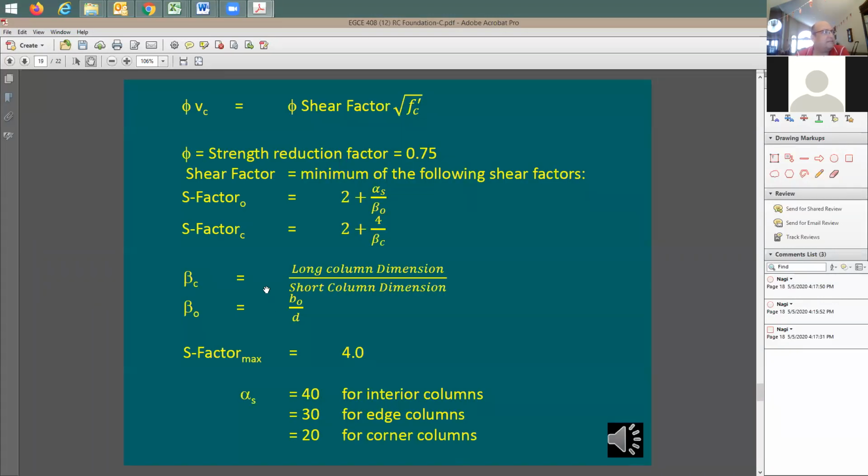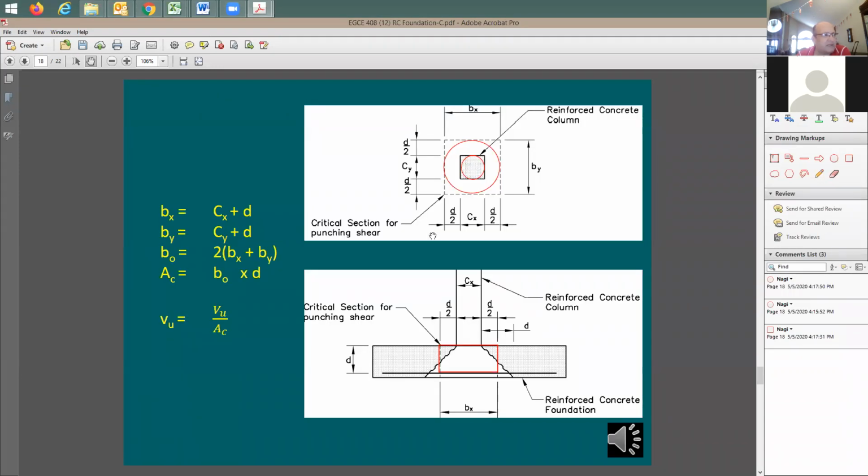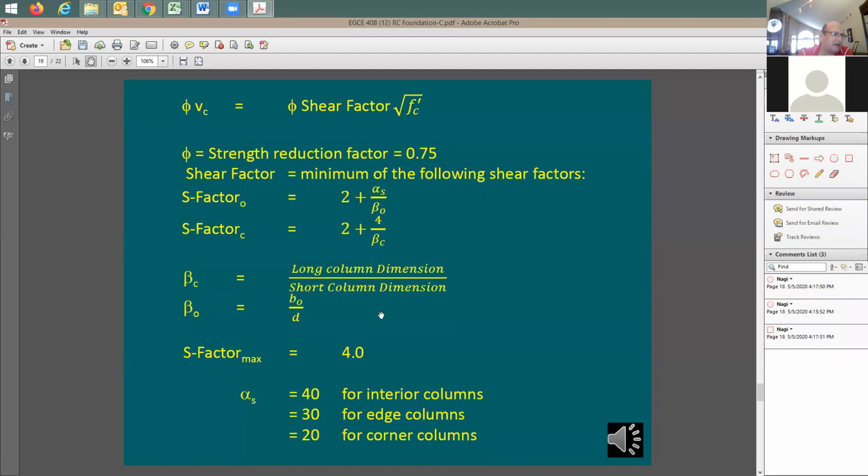Now for the capacity, you're going to have here a few factors. One of the factors is going to be called beta sub 0. The other one is going to be called beta sub c. For beta sub c, it's going to be equal to long column dimension divided by short column dimension. When you have a round column, this factor here, beta sub c, is going to be equal to 1.0. This beta sub 0 is going to be equal to the perimeter of the critical section divided by the effective depth d, which means this perimeter here divided by the effective depth d. Any questions?